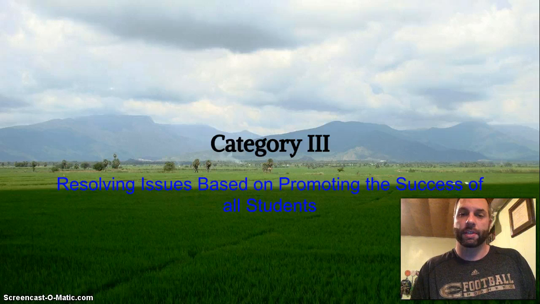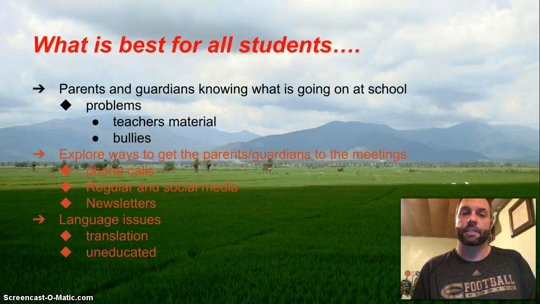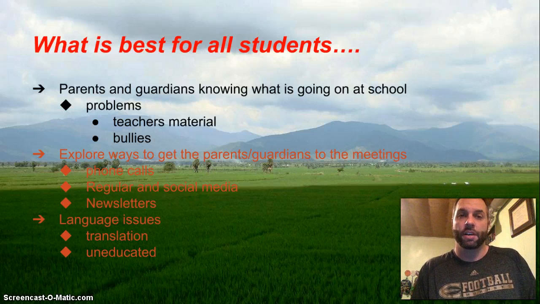Category 3, resolving issues based on promoting success of all students. Parents and guardians knowing what is going on at school. Problems that might arise: teachers' material that the students aren't understanding. Maybe it's above their heads and they're too afraid to ask. Maybe they have issues with other students and maybe even teachers being bullies to their kids. Explore ways to get parents and guardians to the meetings. Phone calls, regular and social media, newsletters. Language issues might arise, which is not a surprise in a lot of communities. There can be translation issues, so get the documents translated or have a translator on hand. The families may be uneducated. School's not important to them, so they might not be able to understand what's going on or even care.